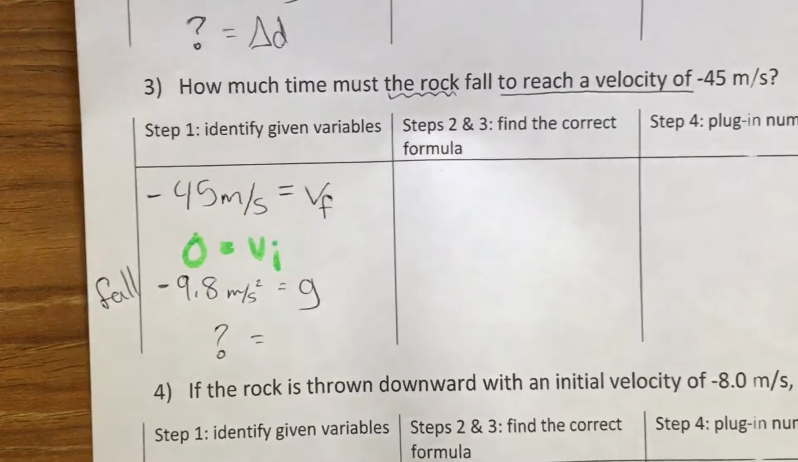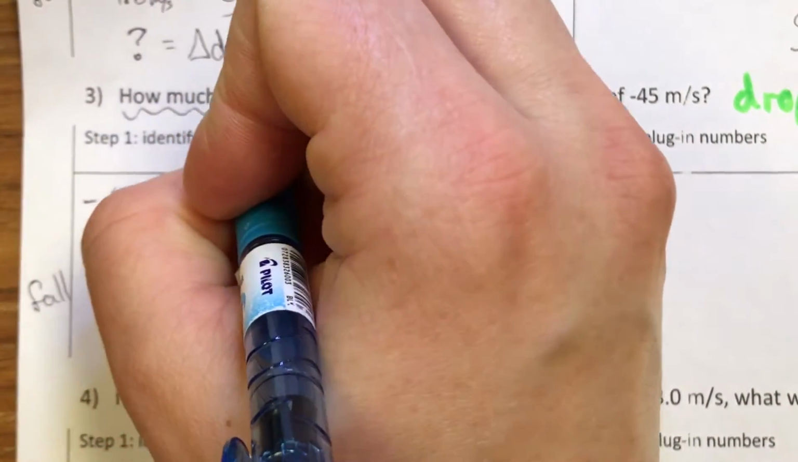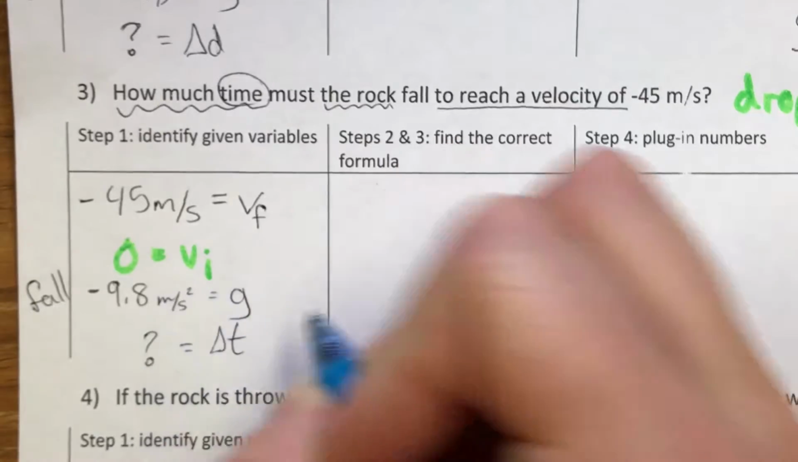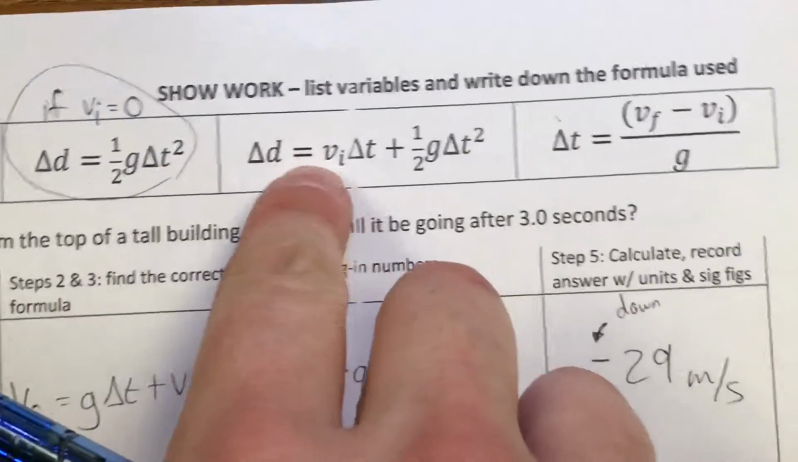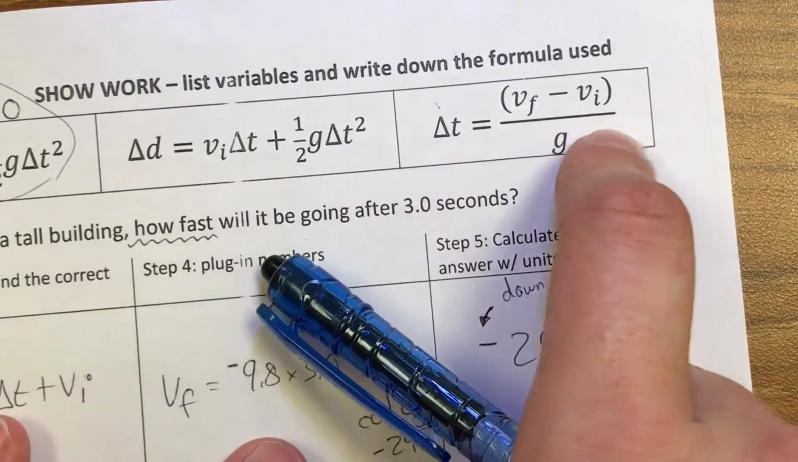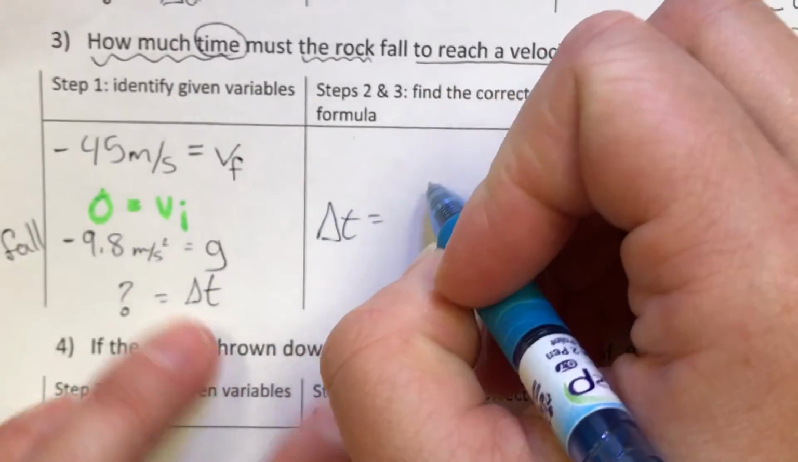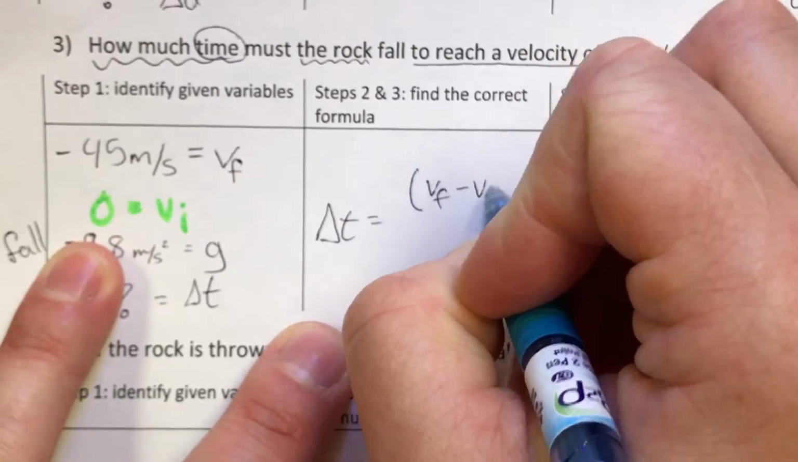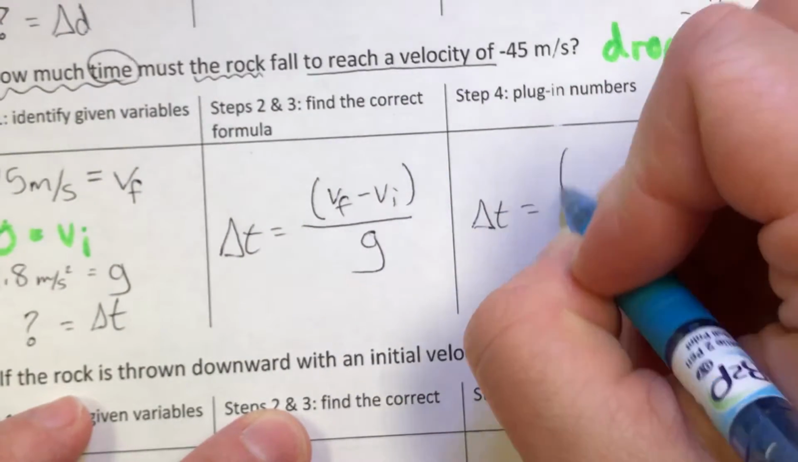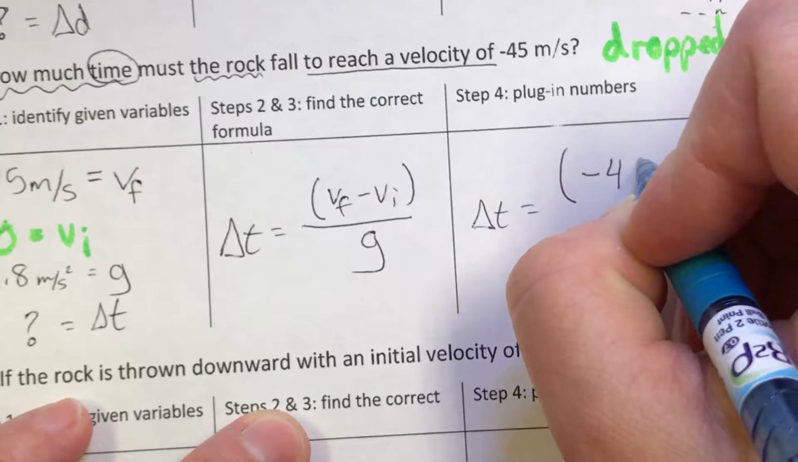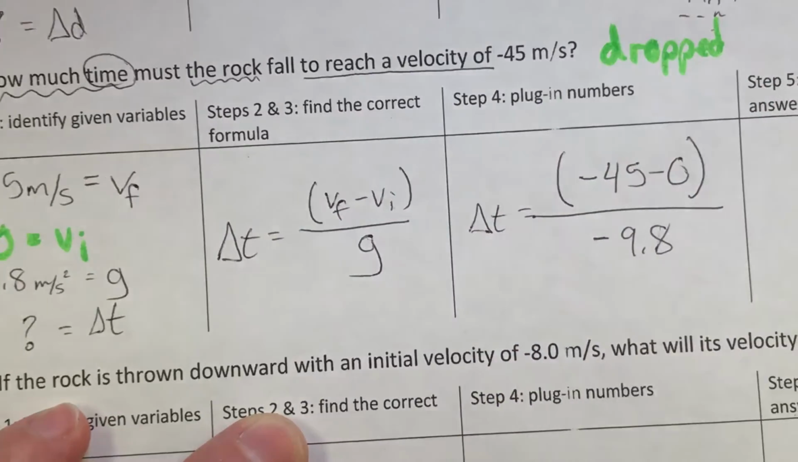What is the question asking us to solve for? How much time? So delta t is the question. Well, if we look at our formulas, that one solves for final velocity, that one solves for displacement, that one solves for time. It has final velocity, initial velocity, and gravity. That's the formula we're going to use. So delta t equals the parentheses, final velocity minus initial velocity, close parentheses, divided by g. Plug your values in. Final velocity, negative 45 minus 0, close parentheses, divided by negative 9.8 for gravity.